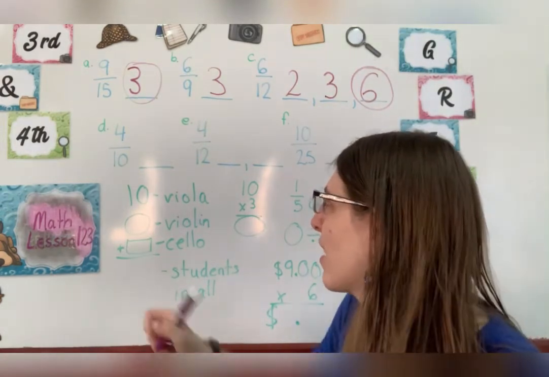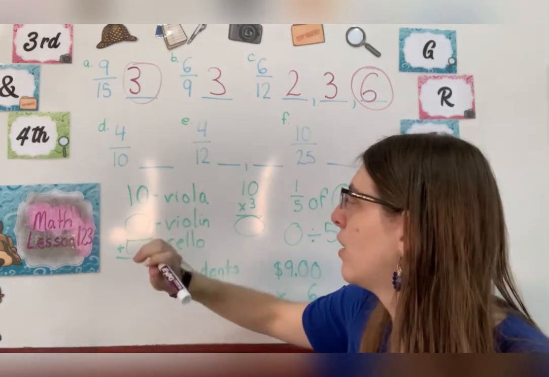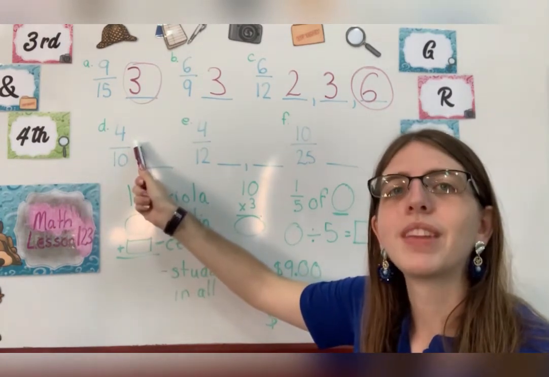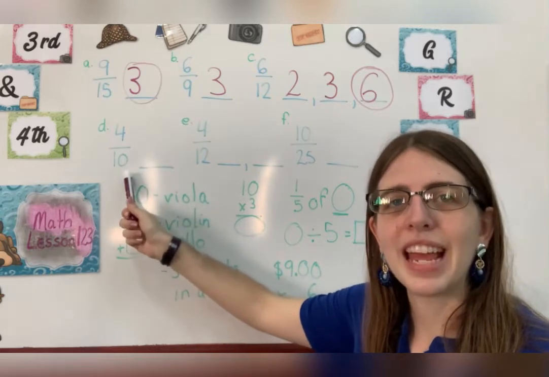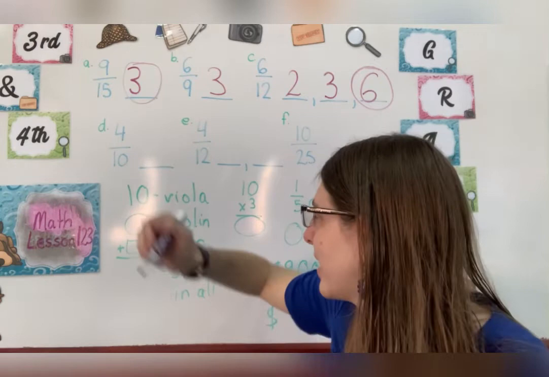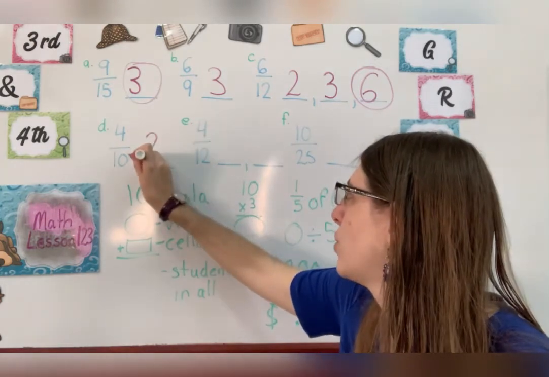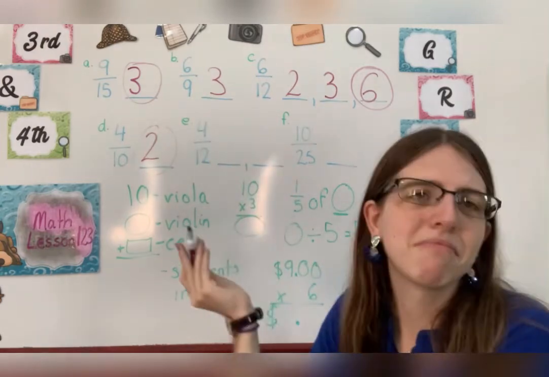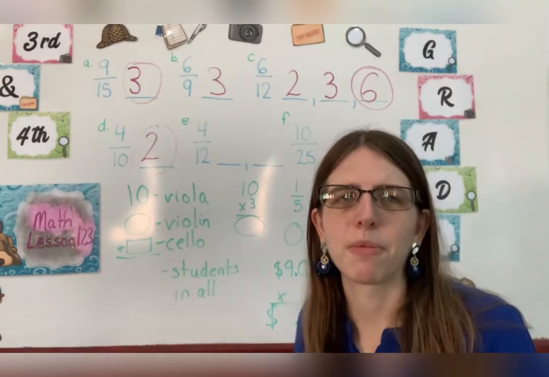Okay, let's go down here. 4 tenths. Let's start with our 2. Can I divide 4 by 2? Yes. Can I divide 10 by 2? 10 divided by 2 is 5, so yes. So 2 is my answer. Remember, you can circle it or you cannot. When it's the only one, doesn't matter.